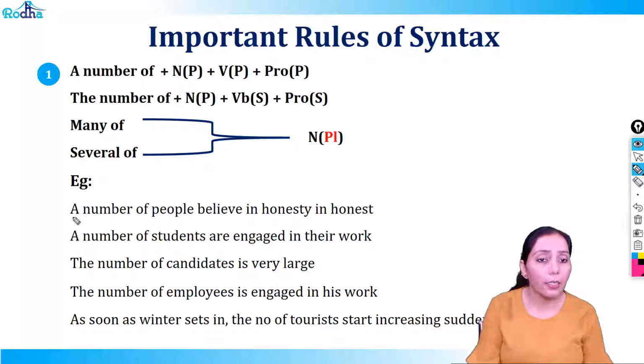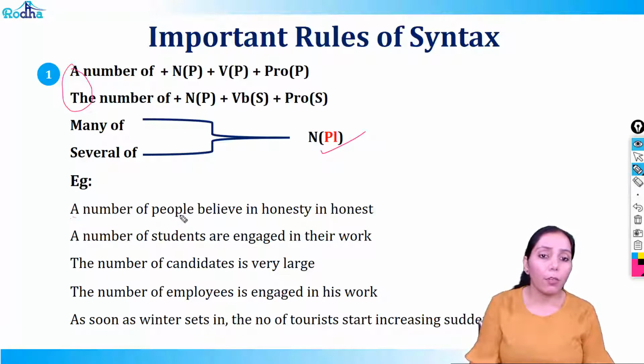The first sentence says a number of. We always have to check the and a, because on this basis only our further verb is going to move. Anyway, you can close your eyes and give the answer for this anytime: whenever a number of, many of, several of, or a lot of is coming, the noun should always remain plural.